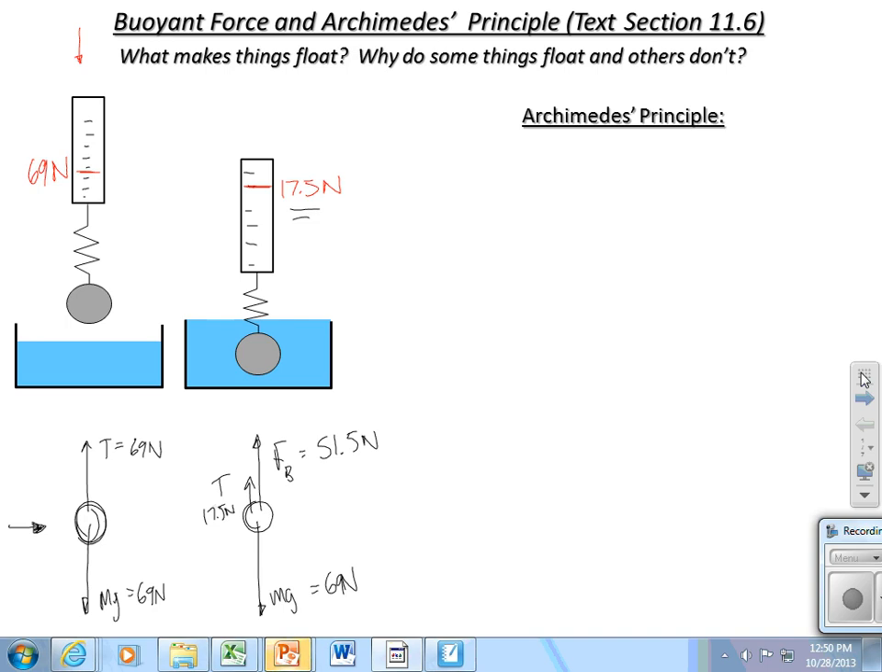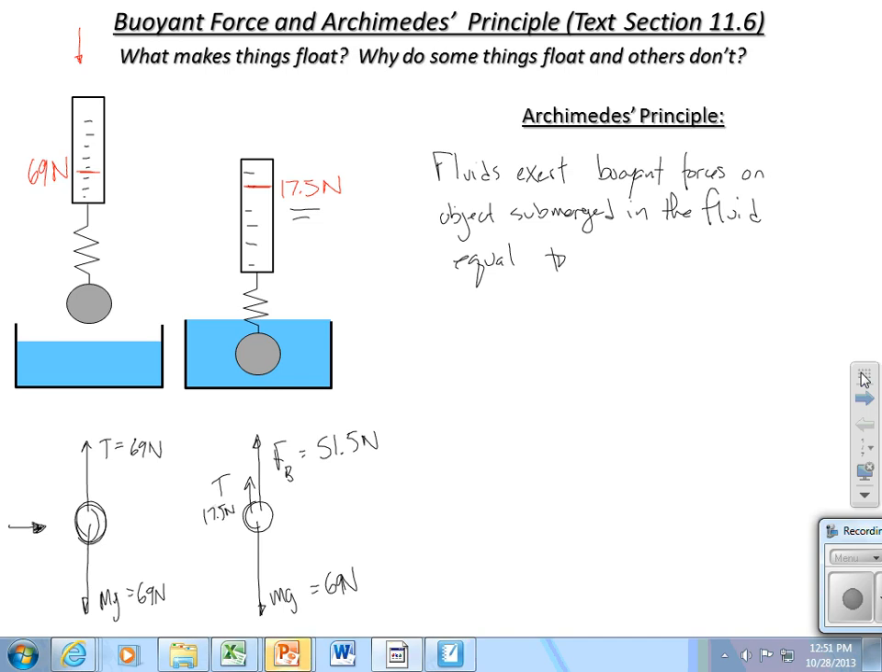Well, Archimedes' principle says that fluids exert buoyant forces on objects submerged in the fluid. I could probably word this better if I thought about it first. Here's the important part: equal to the weight of the displaced fluid. Or I'll say F_B is mg of the fluid displaced.